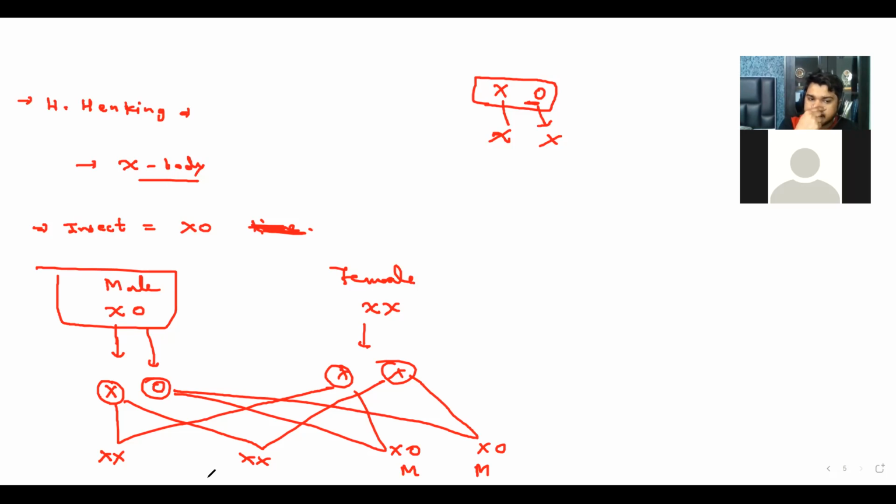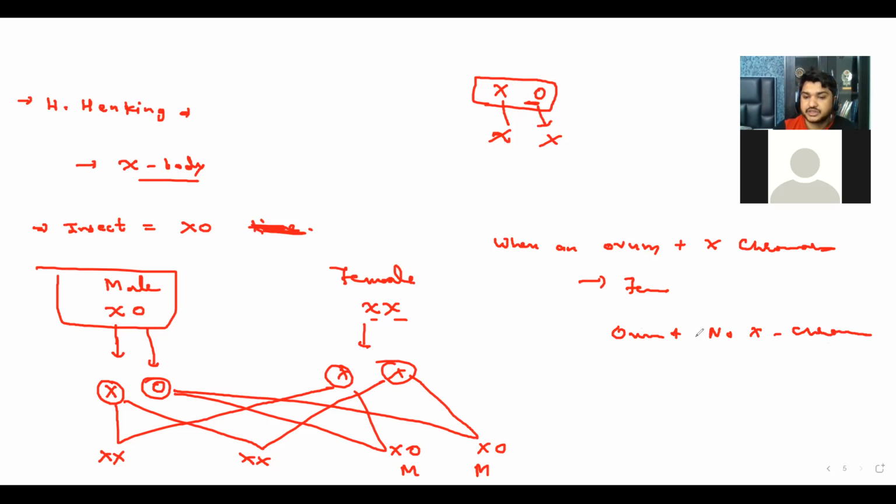So the male has the XO type. If the X goes in the sperm, it would be female. But if the chromosome going is O, then we can say that when the ovum is fertilized by a sperm having the X chromosome, the zygote will be female. But when the ovum is fertilized by a sperm having no X chromosome, O meaning no X chromosome, then it would be male. The ovum always has XX, so when it is fertilized by an X chromosome, it would be female, but when fertilized by no X chromosome, it would be male.